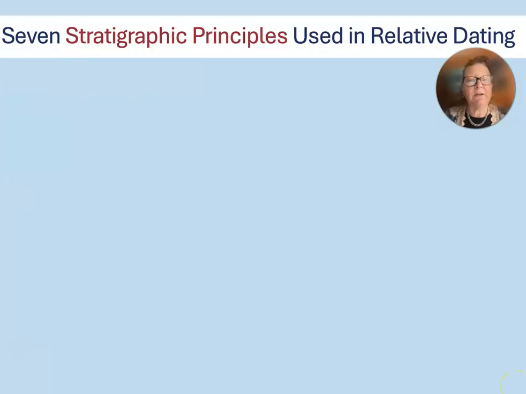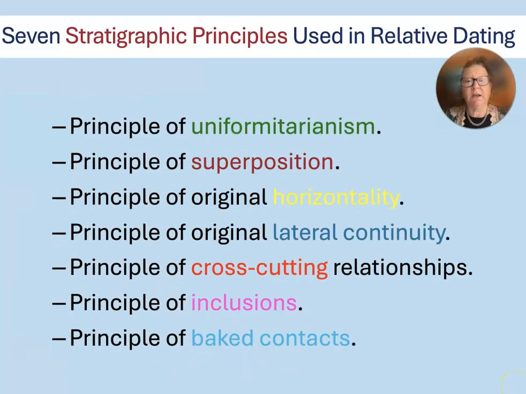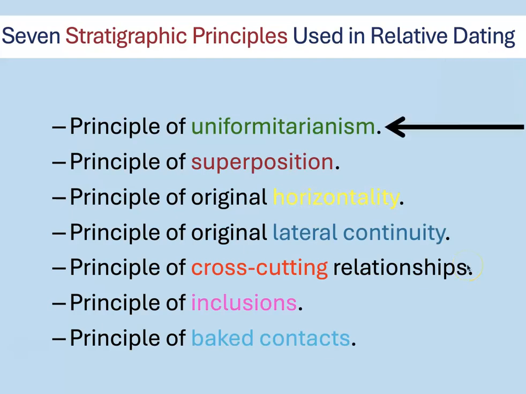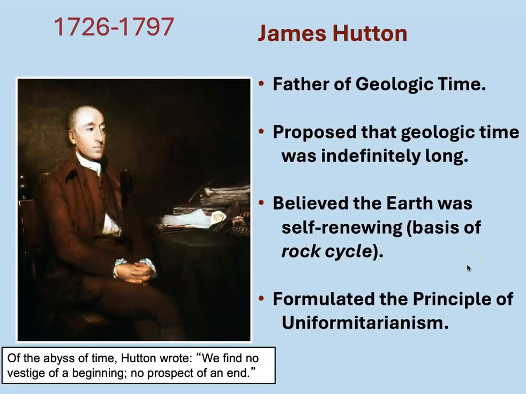I'm going to talk about 7 stratigraphic principles that we use in relative dating. We'll start with the concept of uniformitarianism. James Hutton came up with this idea. He's sometimes called the father of geologic time. He was a Scottish geologist who proposed that geologic time was indefinitely long. And this was during a time when people were not sure if the Earth was even more than a few thousand years old. He formulated the principle of uniformitarianism, and below is a quote from him. We find no vestige of a beginning, no prospect of an end, when he's talking about geologic time.